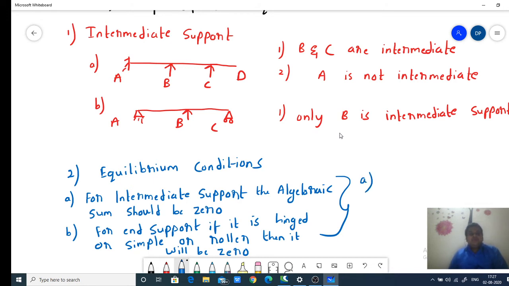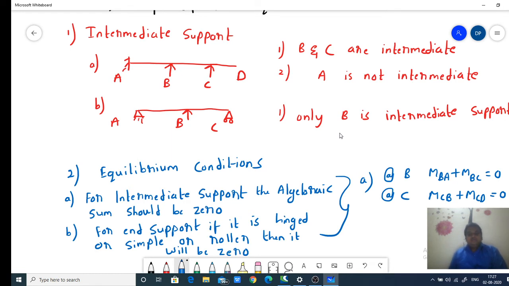So here you know that B and C are the intermediate supports. So what I can write is, at B, MBA plus MBC is equal to 0. And similarly, at C, MCB plus MCD should be equal to 0, right?